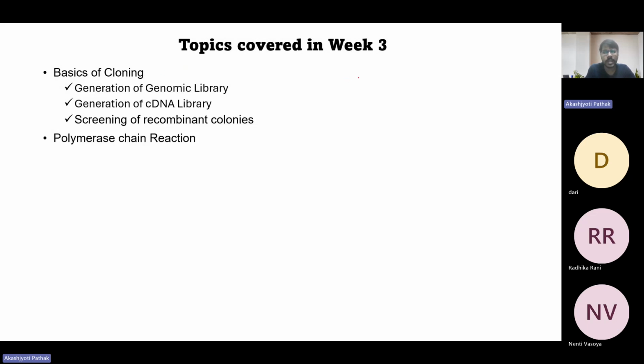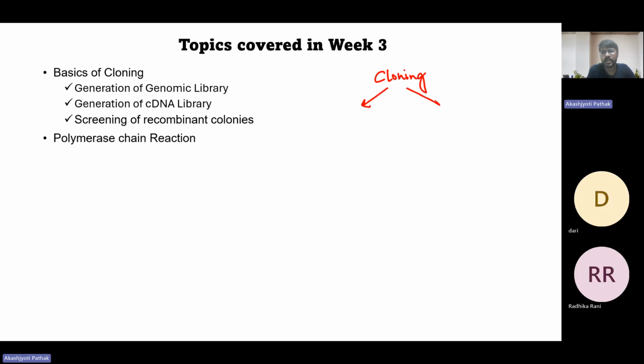There are basically two parts of this cloning. In week 3, some part of the cloning has been covered, and in week 4, we will learn further details of the cloning, what are the different vectors that must be used, and other details. So in week 3, we learned about when cloning is required, right? Cloning will be required in two cases, first of all, right?